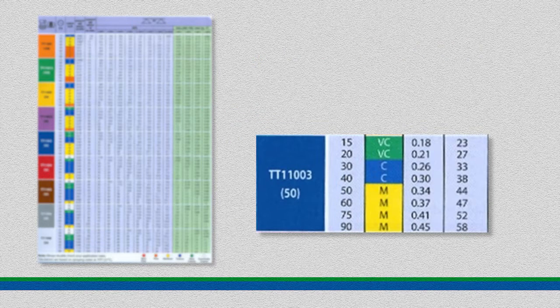So remember, for our example, we need 0.35 gallons per minute. So we're going to start out in that fourth column from the right. We're going to be looking down that column for that 0.35 gallons per minute. So we're going to zoom in there on the TT11003. We notice that if we operated this nozzle at 50 psi, we would achieve a flow rate of 0.34 gallons per minute. If we operated at 60 psi, we're at 0.37 gallons per minute.